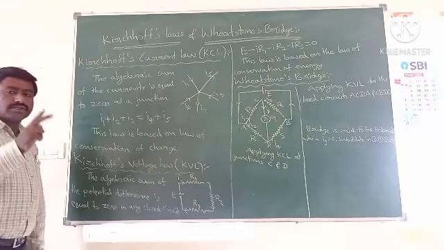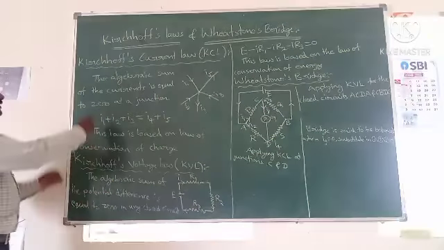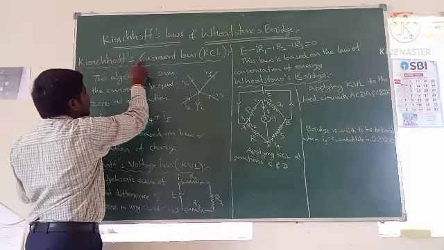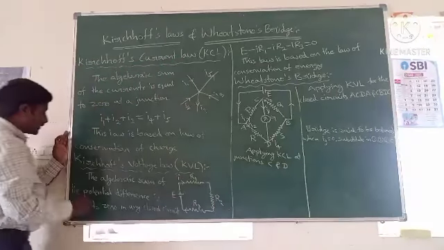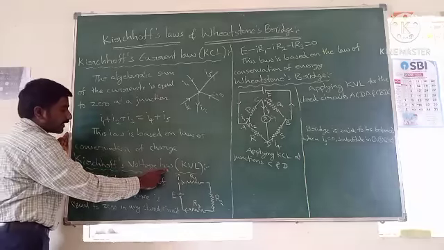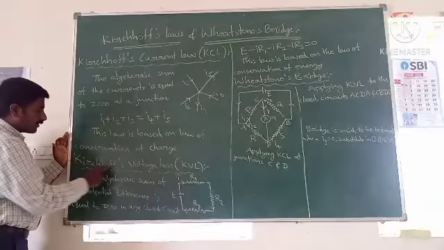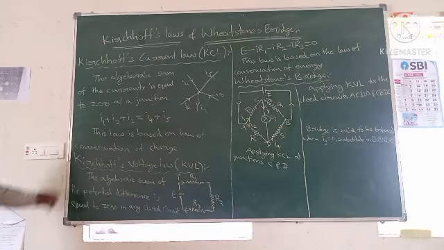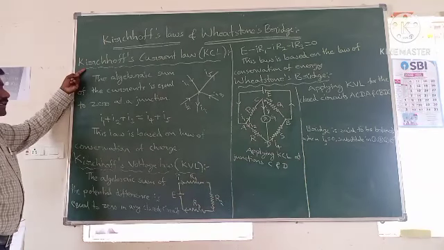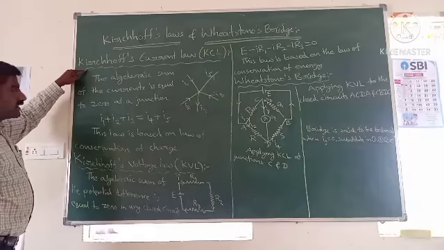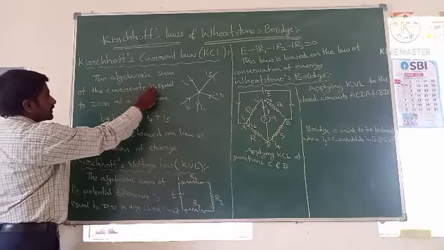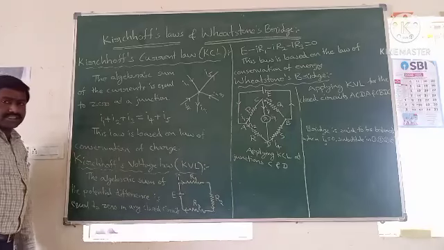So there are two types of Kirchhoff's laws. The first one is Kirchhoff's current law, in short called KCL, and the second one is Kirchhoff's voltage law, in short KVL. The first one is KCL. The statement of KCL is: the algebraic sum of the currents is equal to 0 at the junction.